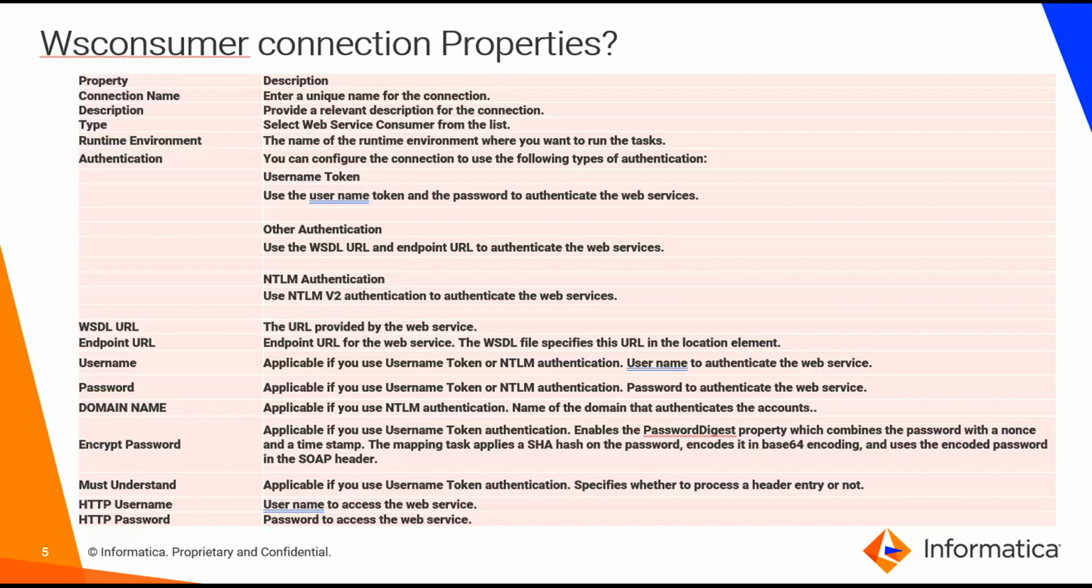WS Consumer Connection Properties. The connection name should be a unique name for the connection. The description is optional. If you want to provide any specific description, you can provide it. The type of connection defines which type of connector that you want to use. In this scenario, we will be using Web Service Consumer from the list. Runtime environment explains the agent which we are going to use.